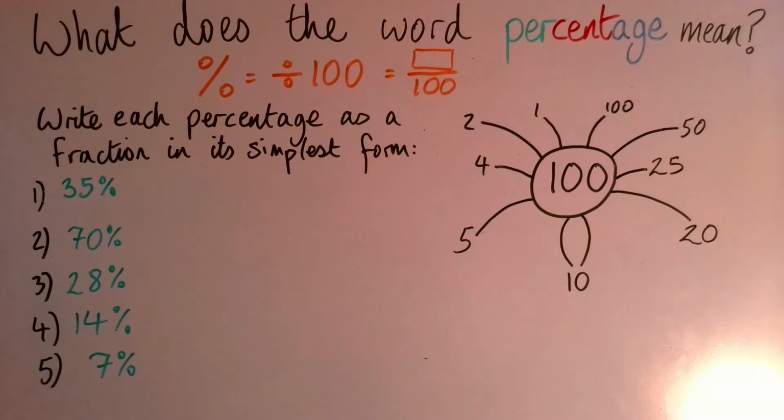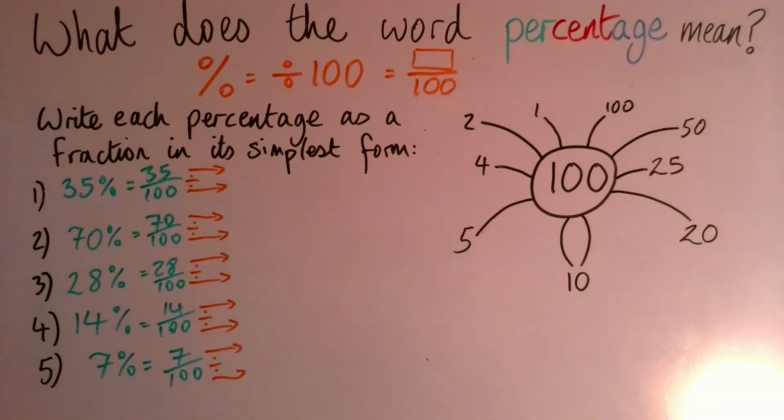So you start by putting them all over 100, and then you've got to say to yourself which number goes into both the numerator and the denominator, so the top number and the bottom. So pause the video and see how far you get.